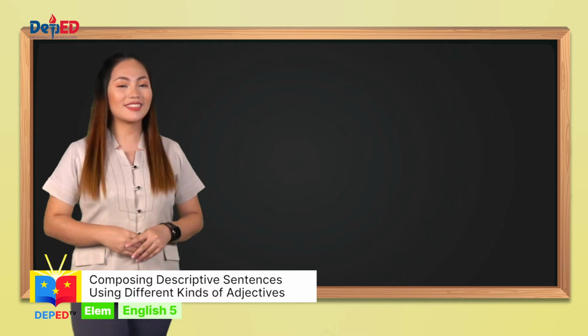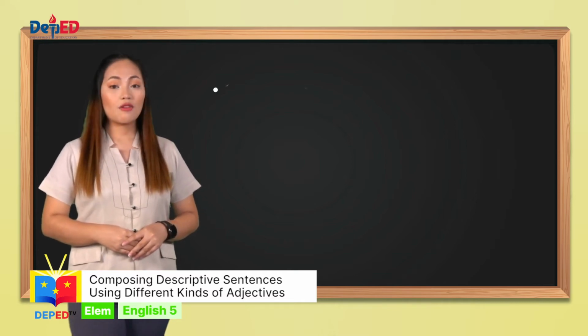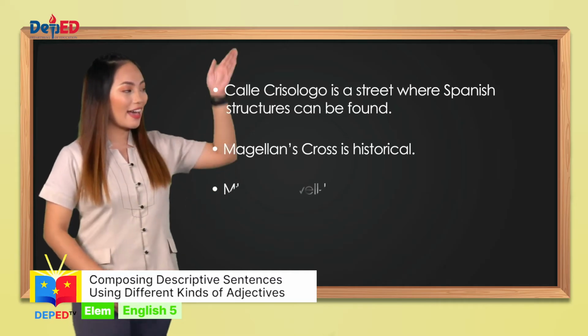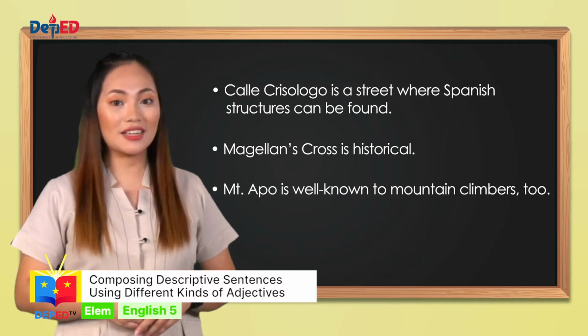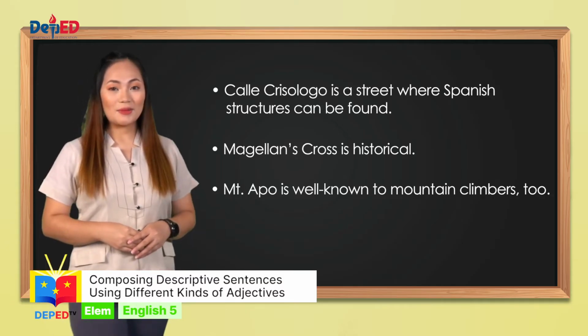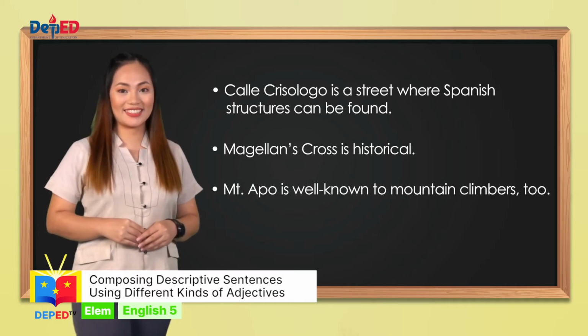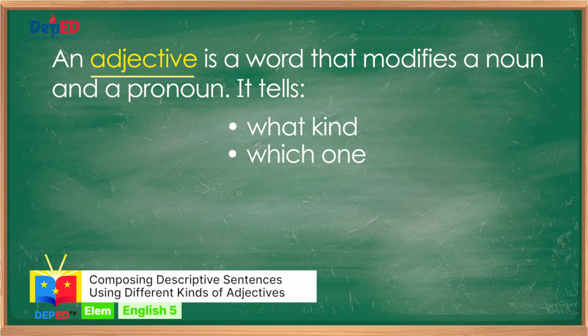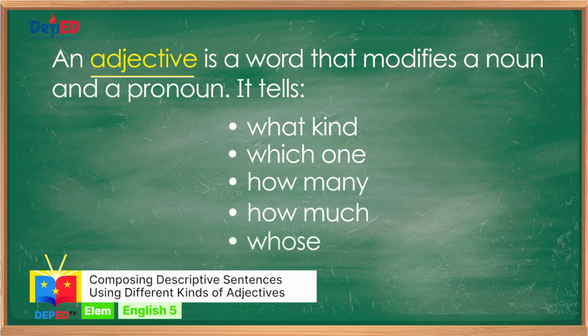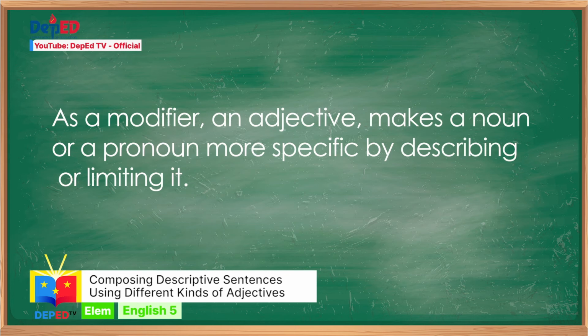I see. Did you enjoy our excursion to the different places in the Philippines? From the trip that we had a while ago, we used adjectives in these sentences. Can you determine the adjectives that we used in each of the sentences? Let us see, but we first need to know what an adjective is. An adjective is a word that modifies a noun and a pronoun. It tells us what kind, which one, how many, how much, or whose. As a modifier, an adjective makes a noun or a pronoun more specific by describing or limiting it.